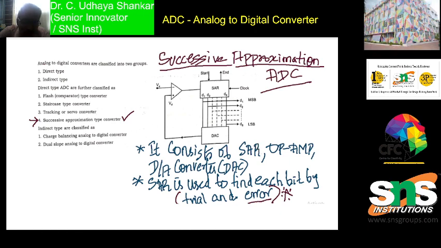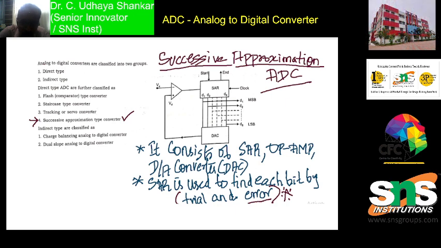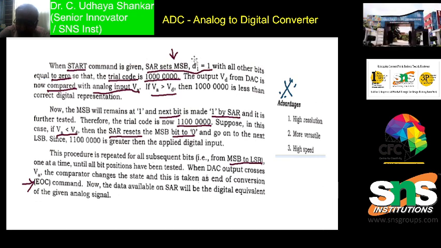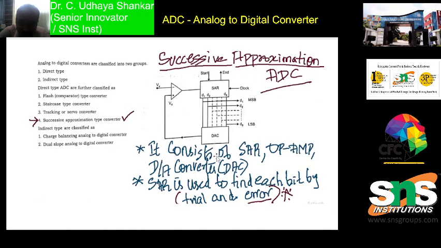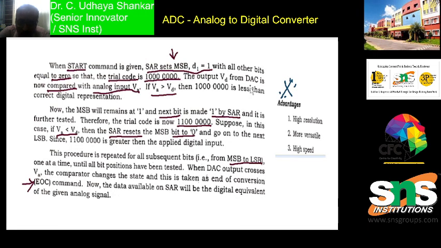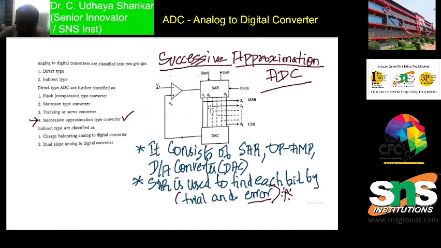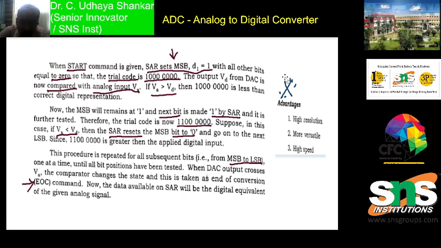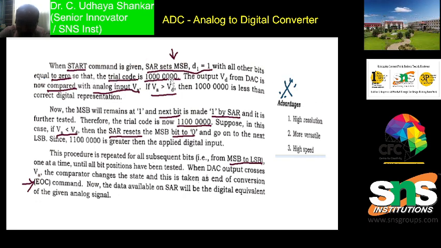Okay, so let's see in detail how it works. For example, if the start command is given, then the SAR sets its MSB, D1, to 1, and all the other bits, D2, D3 up to Dn, are set to 0. Because of this, it will have a trial code, which is nothing but 1000 and 4 zeros.